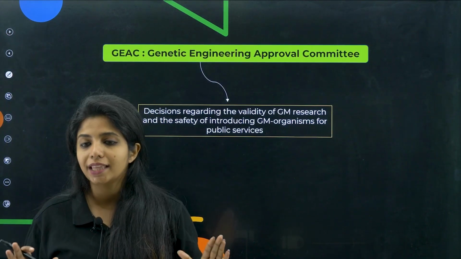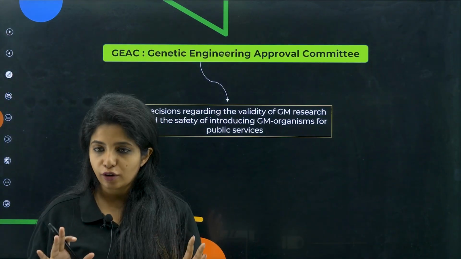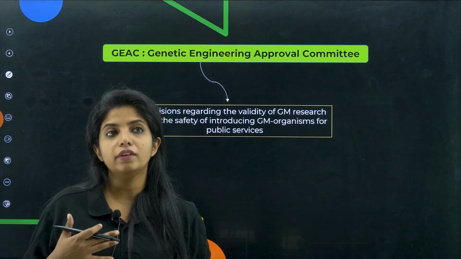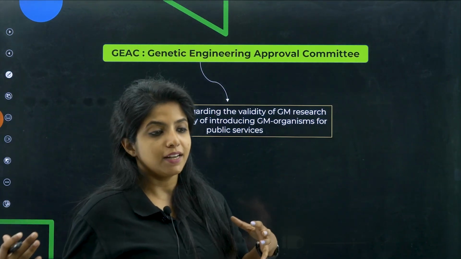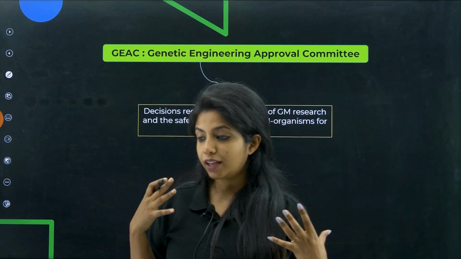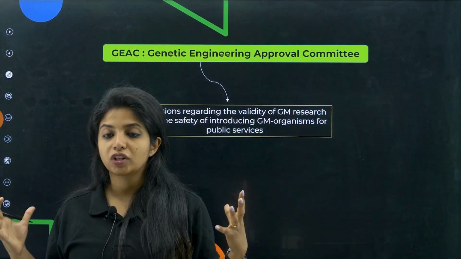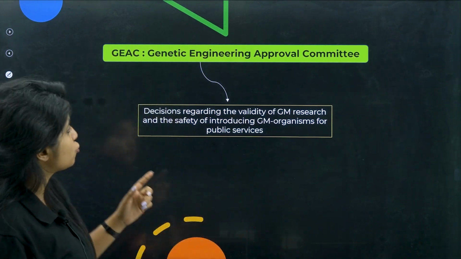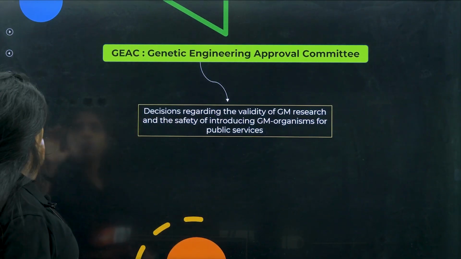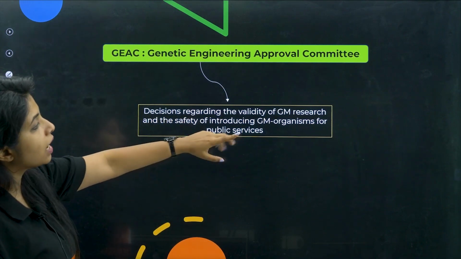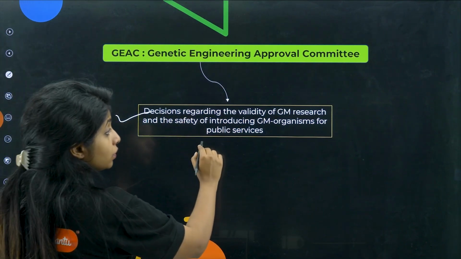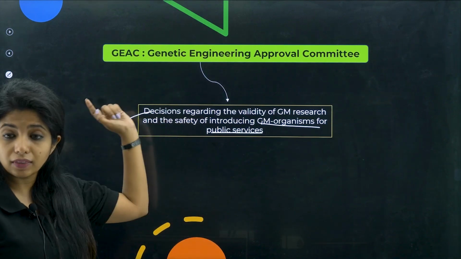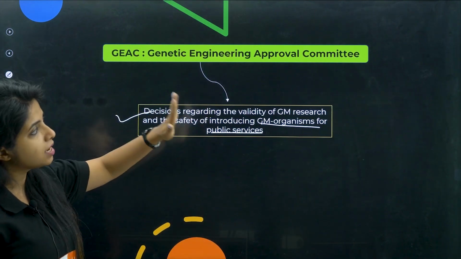Now before doing anything in the field of biotechnology, you obviously need regulation. If we leave people on their own, they'll go testing on all different organisms and upset the ecological balance. So we do not want that. Hence, we have a committee known as the Genetic Engineering Approval Committee. What do they do, children? Decisions regarding the validity of GM research and the safety of introducing GM organisms for public services are all approved by them. Okay, Genetic Engineering Approval Committee.